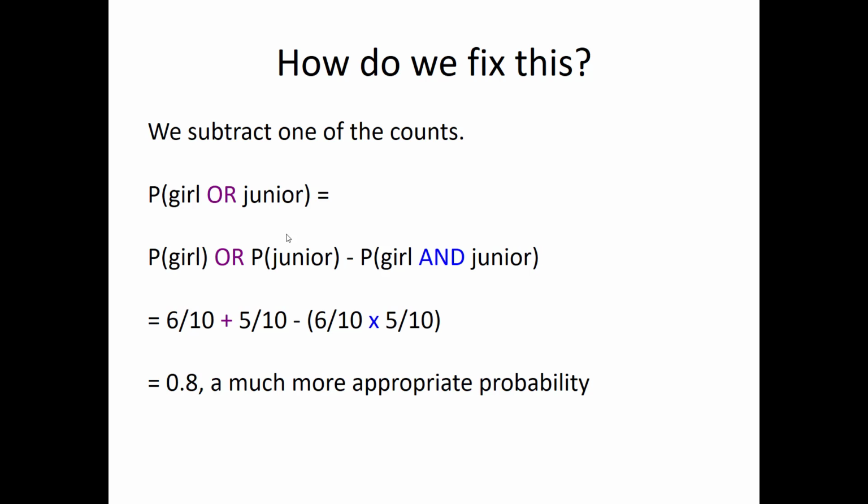So the probability of being a girl or a junior is equal to the probability of being a girl plus the probability of being a junior minus the probability of being a girl and a junior. So that's 6 out of 10 plus 5 out of 10 minus 6 out of 10 times 5 out of 10, which is 0.8, which is a much more appropriate probability.